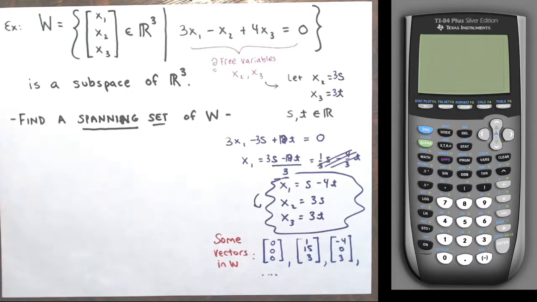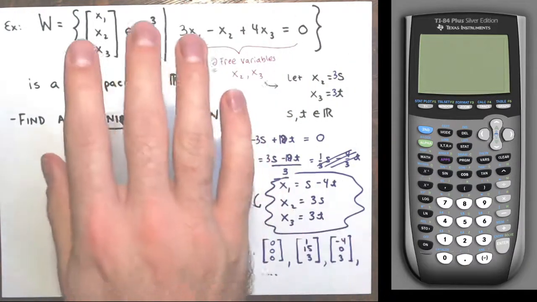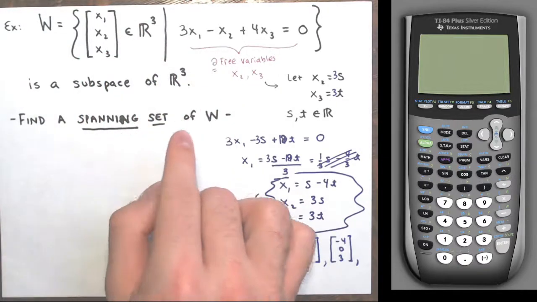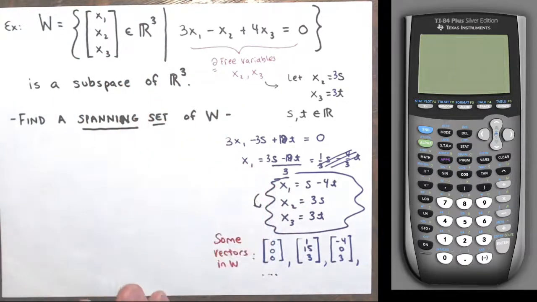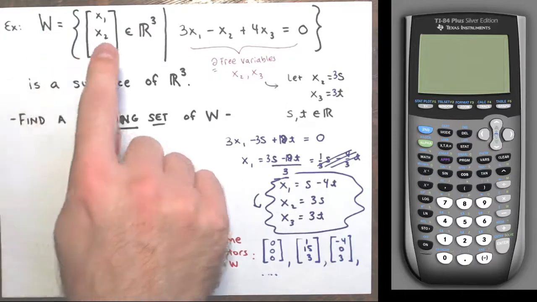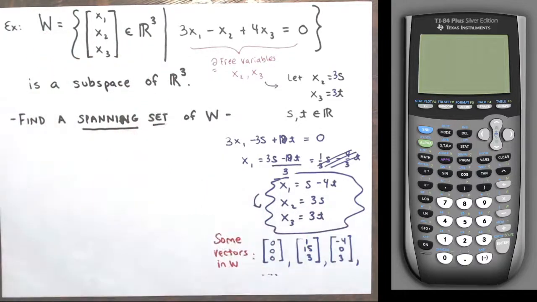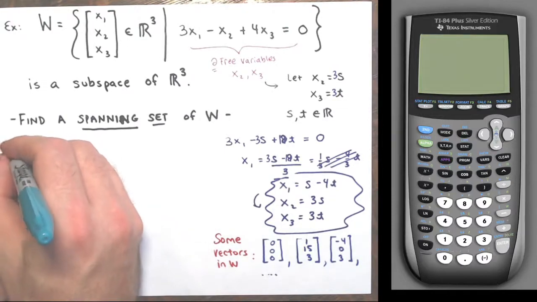All right. So great. Now I've listed some vectors. You can find all sorts of ones, if you want. But now I'm trying to find a spanning set of W, right? A set of vectors such that every vector in W is just a linear combination of those vectors in what I'll call S. All right. So as I've done with each of these, we're going to take a vector from W. What does that look like?